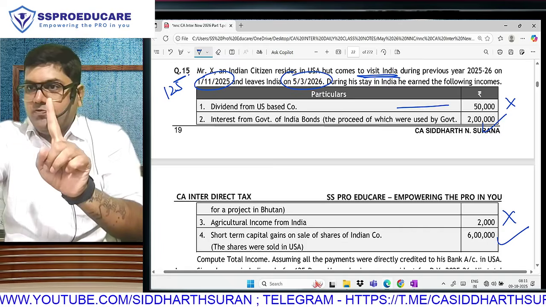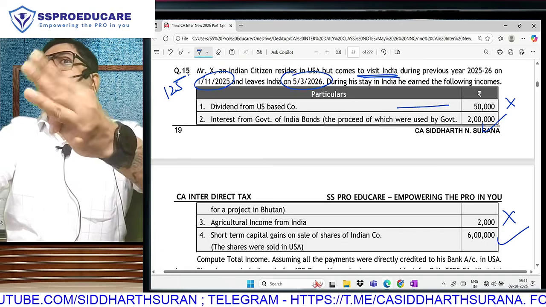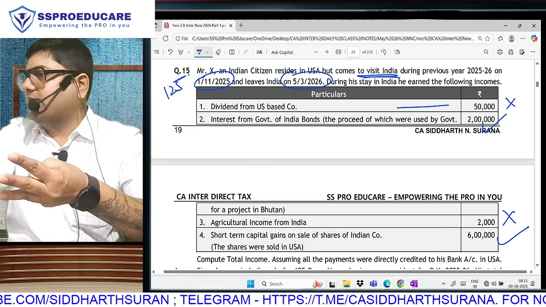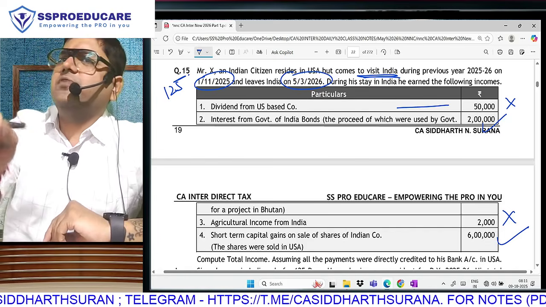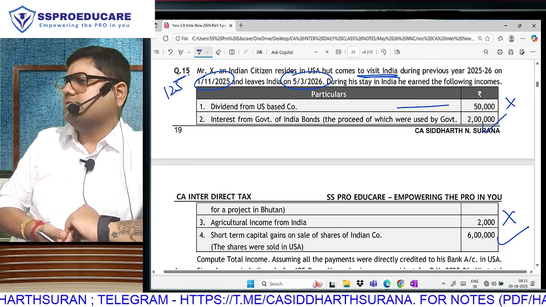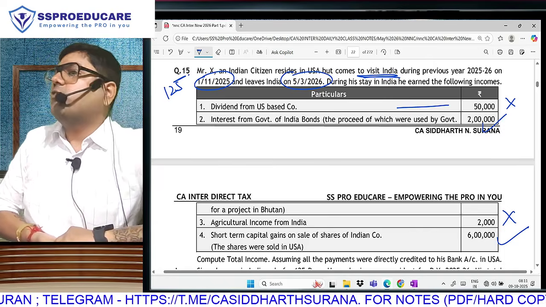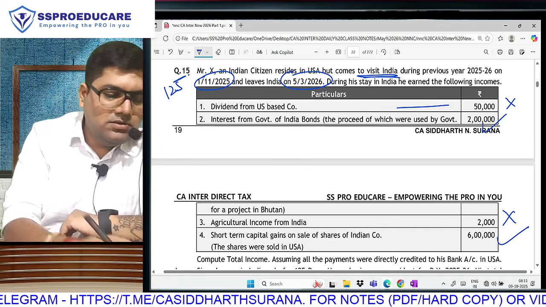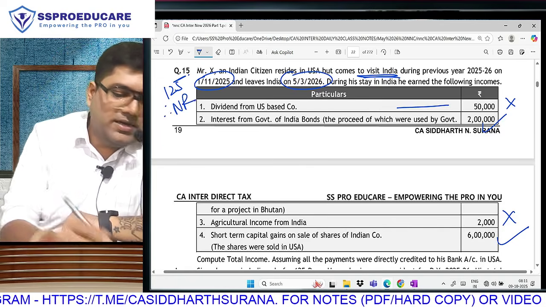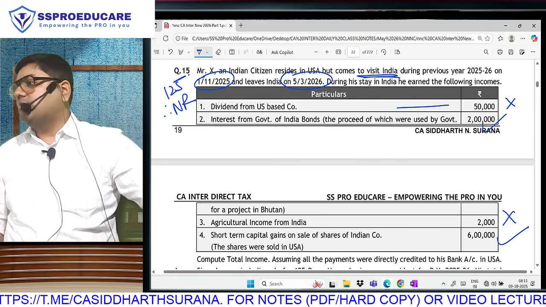So 182 not fulfilled. 60 not applicable because visitor. 120 applicable but not satisfied because income is not exceeding 15 lakh. And deemed resident also cannot apply. No? Because for deemed resident 15 lakh also same two incomes we will check. That means what's your conclusion? He is a non-resident, and because he is a non-resident, now you will have to decide which of these incomes are taxable.